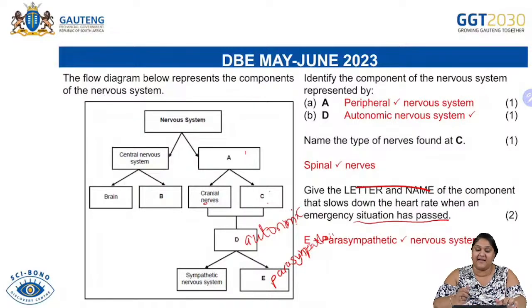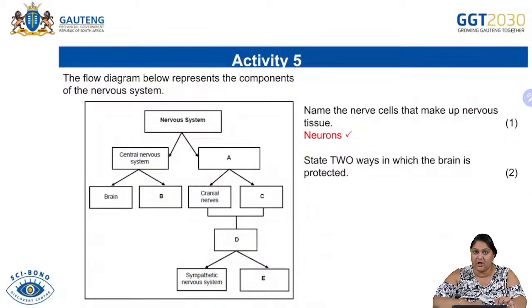Name the nerve cells that make up the nervous tissue. Those are the neurons. Okay, you should know this from grade 10. You need to know the three: the sensory neuron, the motor neuron, the interneuron. You need to know how to draw them.